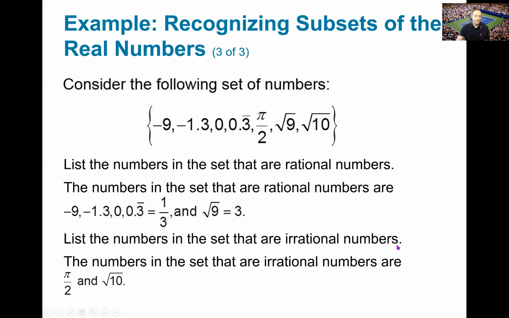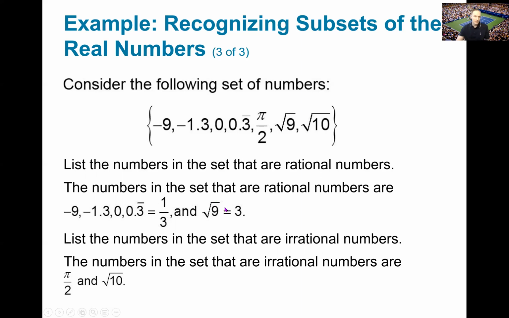Now, if I say list the rational numbers, you say, okay, every single integer value is also a rational number, and it would also include any number that can be rewritten as a fraction, an ending decimal, or a repeating decimal.